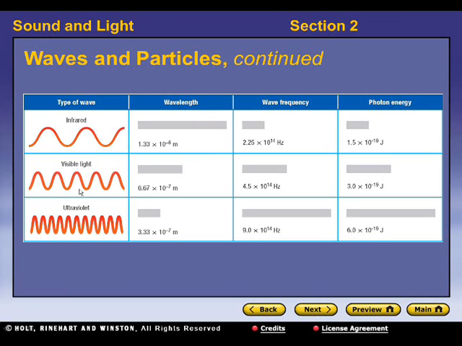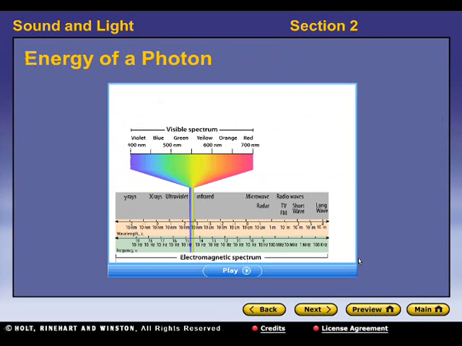So you can see here some types of waves. You have infrared, visible light, and ultraviolet light. The wavelengths, very long wavelengths for infrared, shorter and then shorter for ultraviolet. The frequency goes from a low frequency to a high frequency, from infrared to ultraviolet. So the photon energy goes up and is more intense in ultraviolet than in infrared. That's why you get a sunburn from ultraviolet radiation, not from visible light or infrared.